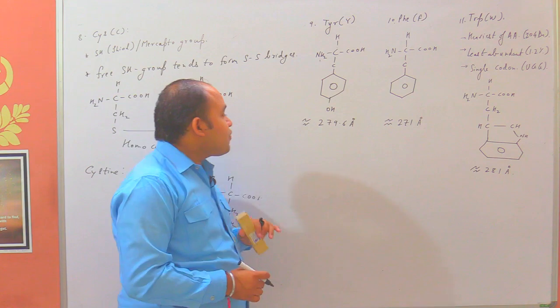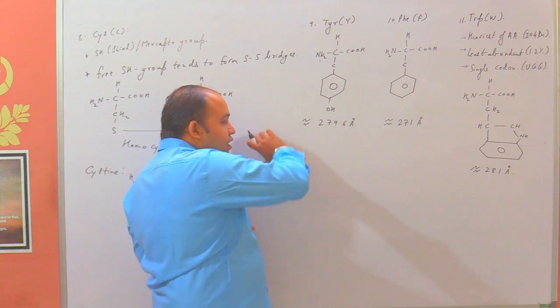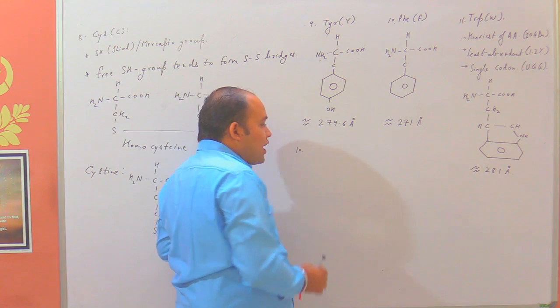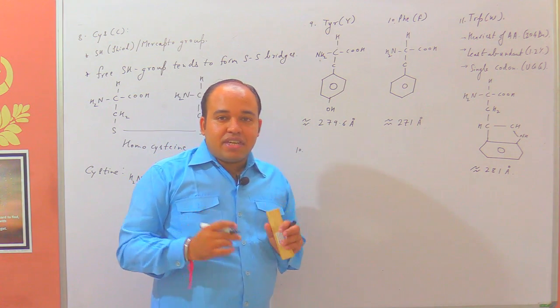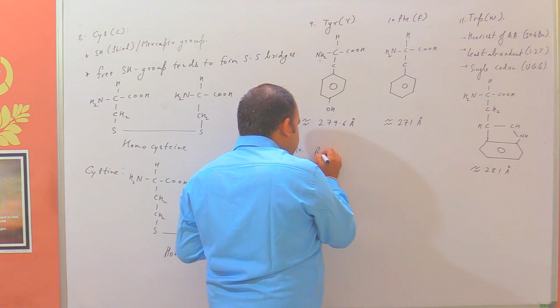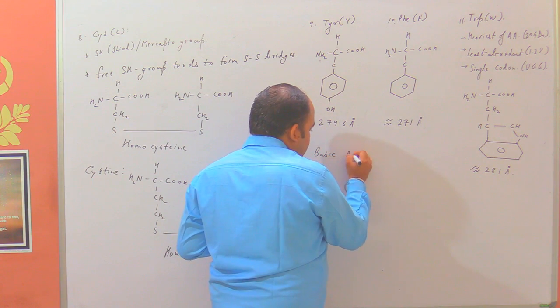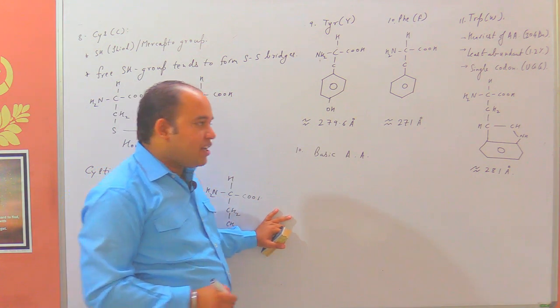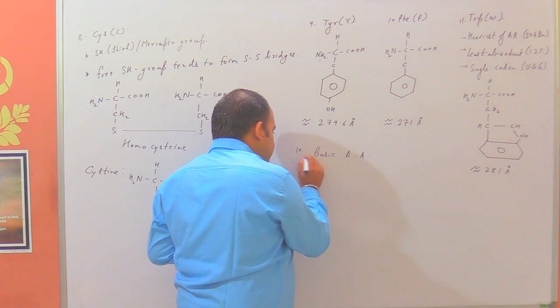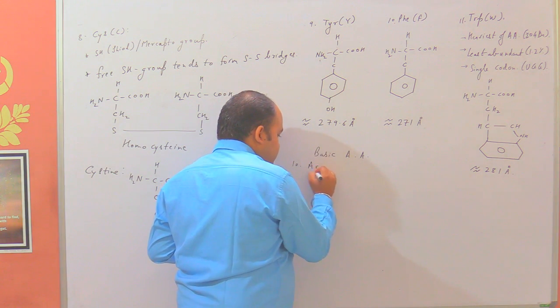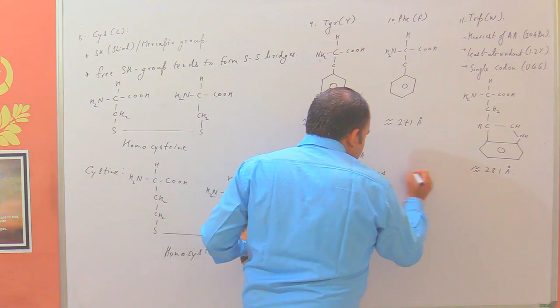So after tryptophan, there are other amino acids. You can remember the structures by using this trick only. The other amino acids are the basic and the acidic amino acids. When we talk about the basic amino acids, there are three: arginine, lysine and histidine.